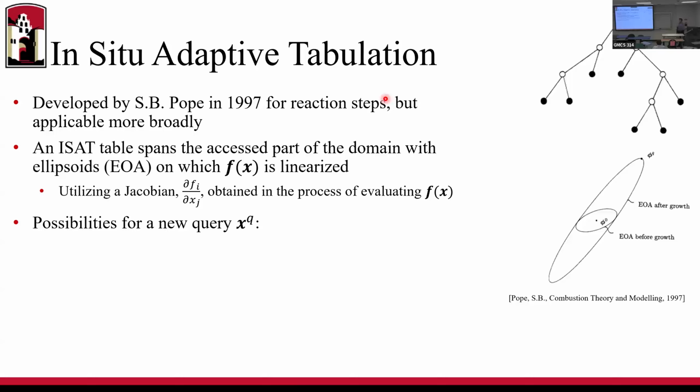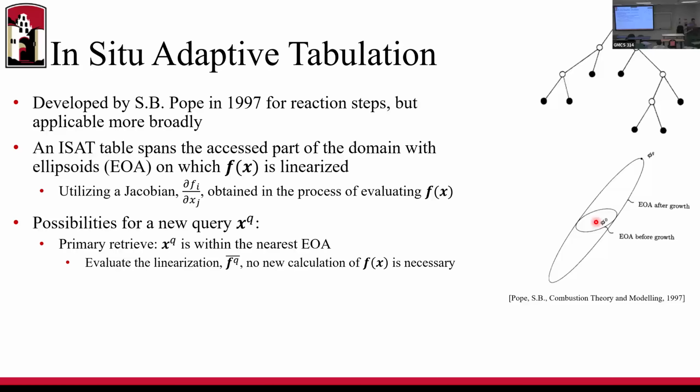Well, let's say that we have a new query. Let's say that our query is here. Well, if our query is here, it is within the ellipsoid of accuracy of this point here. So basically, all that we're doing is evaluating the linearization. We have stored this value and we have stored the Jacobian here. So it is as simple as evaluating a linearization. Okay, and in that case, we don't need a new evaluation of the costly function f of x.